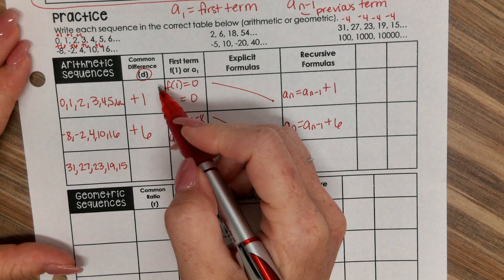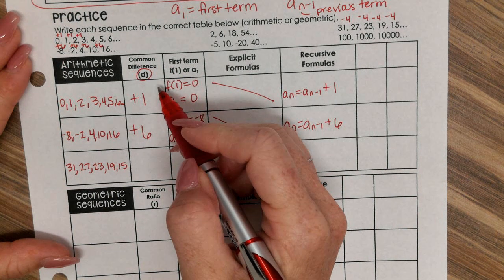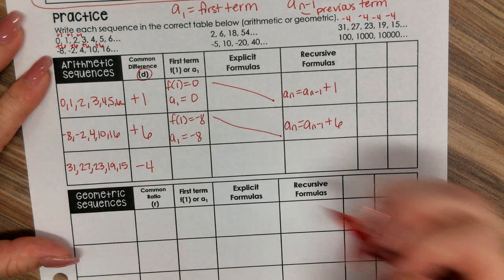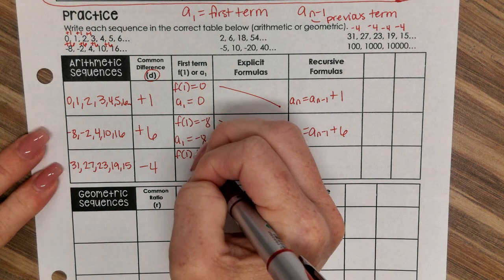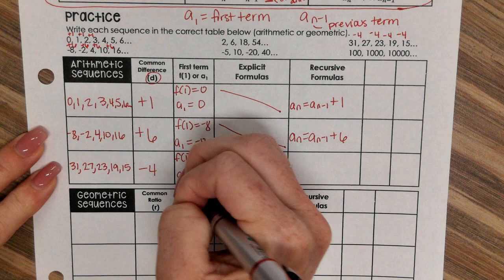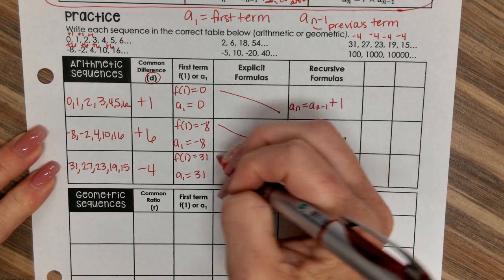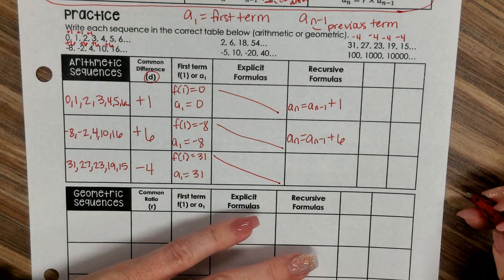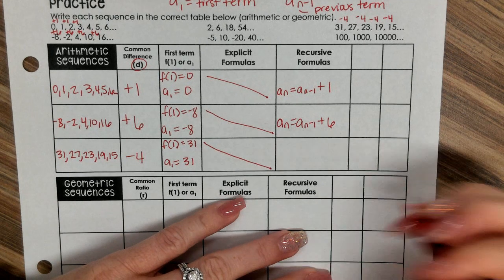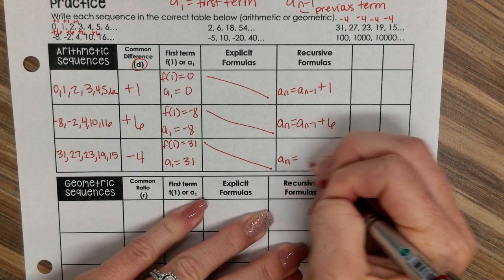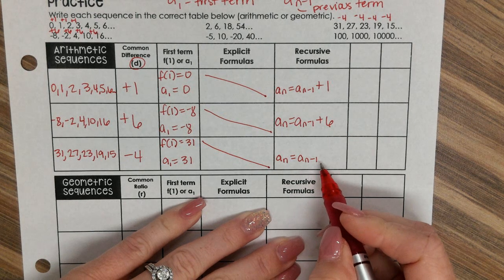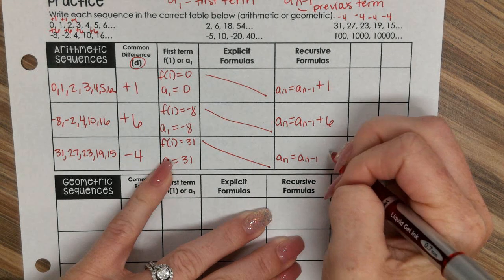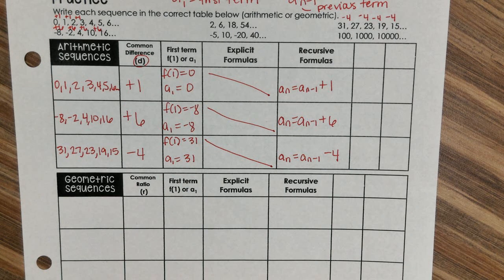What is the common difference? Minus 4. What is the first term? 31, also called A sub 1. The recursive formula says to find your term, take your previous term, that's your term minus 1, and subtract 4. And that's it.